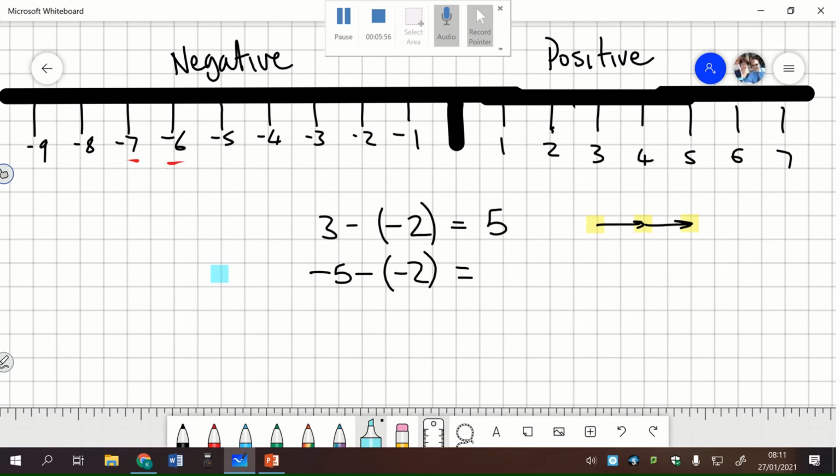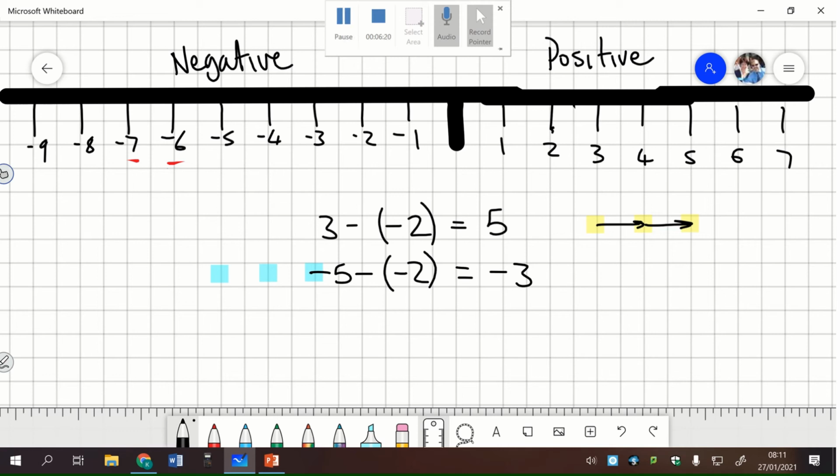If it was taking away positive 2, we would count to the left. But because we're taking away negative 2, we're going to count to the right. Sounds like a song from the Rocky Horror Show, but there we go. So we're going to count to the right: 1, 2. That's negative 3. So the answer is negative 3.